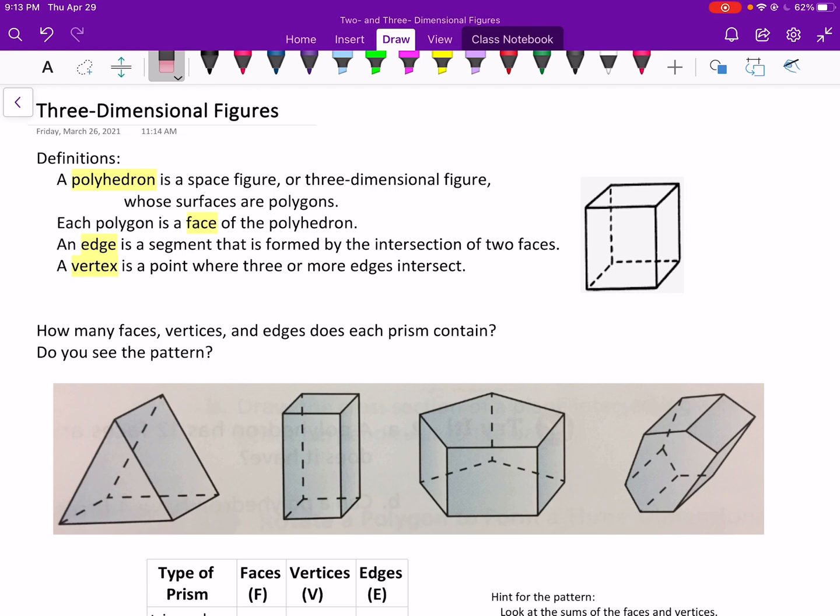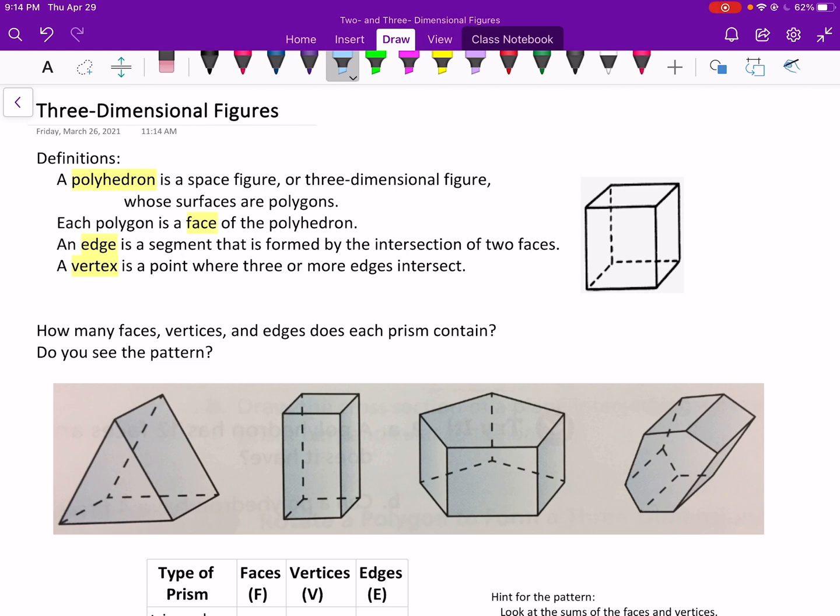You can see in the pictures below, they can be made up of triangles, squares, rectangles. Looks like there's a pentagon there. So they can be made up of many, many sides and many different shapes. So just polygons are the surfaces, and it's a three-dimensional figure, which means it has length, width, and height. Each polygon is called a face of the polyhedron.